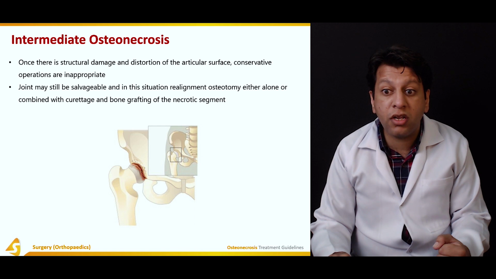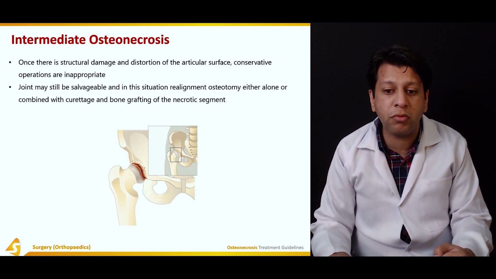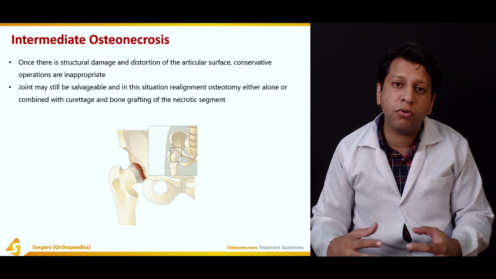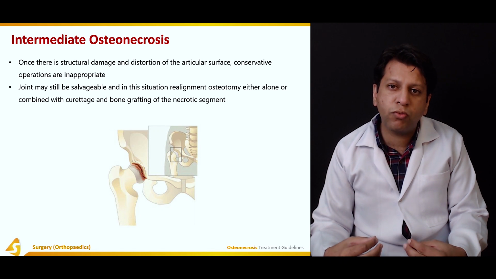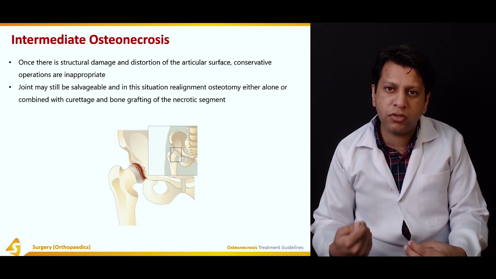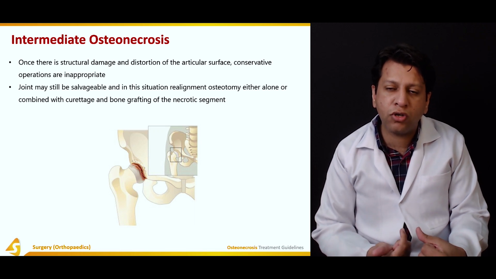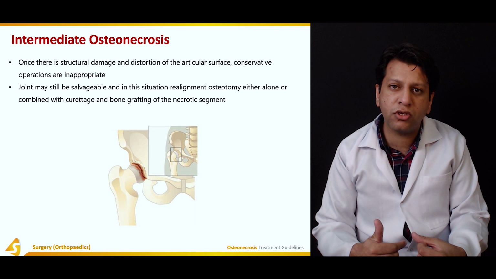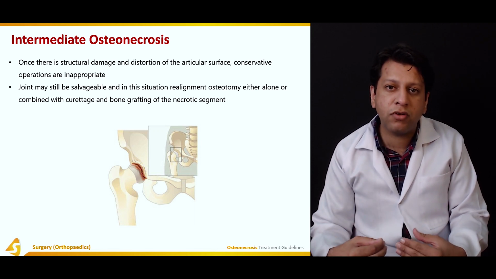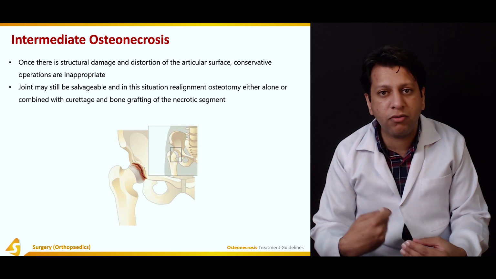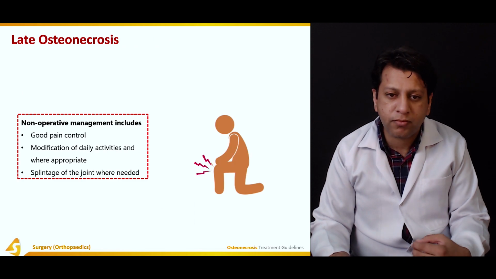In this situation, realignment osteotomy, either alone or combined with curettage and bone grafting of the necrotic segment. For example, sometimes although the fragmentation is there, it's on a very small area. So what we can do is take out the necrosed bone and derotate the head so that the normal bone is under the stress of body weight bearing. Therefore, the area which we have taken out as dead bone can heal on its own later on.